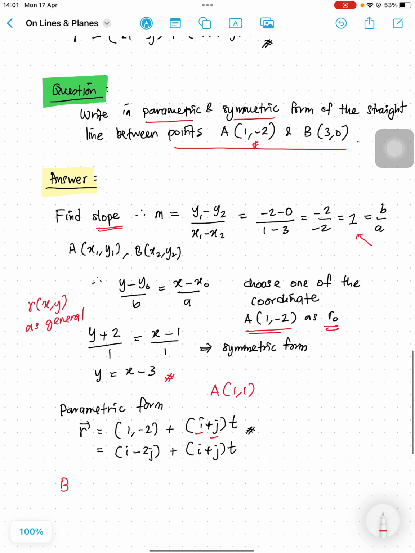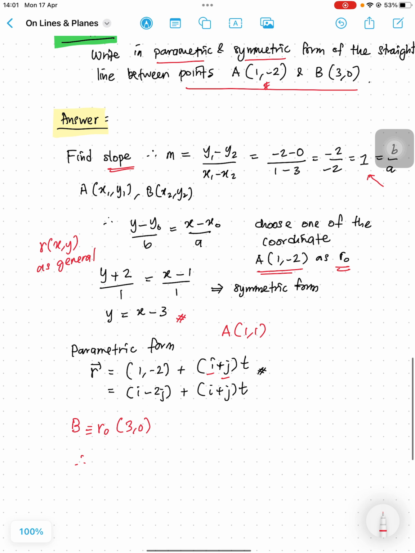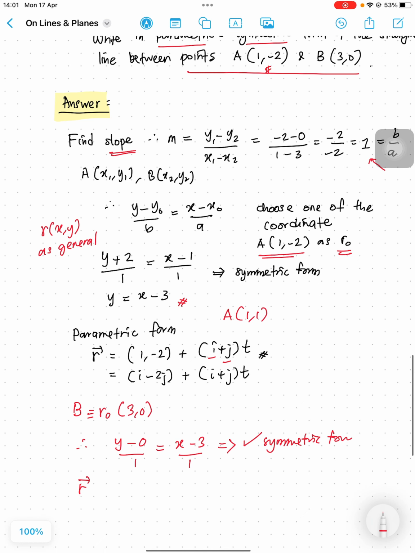But let's say if you choose B as your r naught, minus 3 0. Therefore, you can have y plus 0 over 1 equals to x plus 3 over 1. And this is also a correct symmetric form. And your r in parametric form is minus 3i plus 0j plus i plus j t. So whatever choice here can be varied. Okay, thank you.